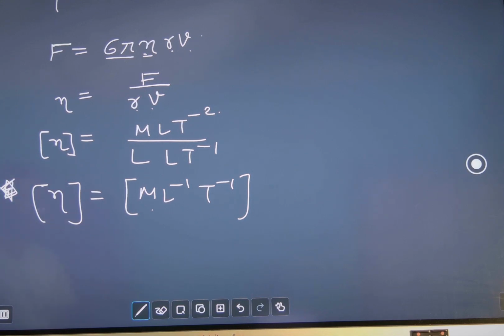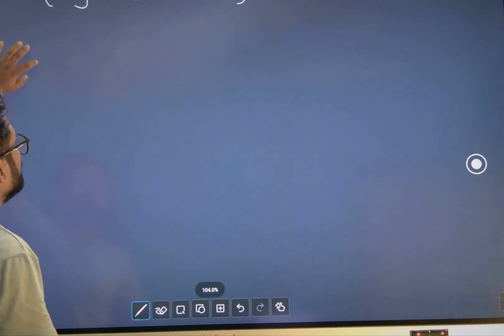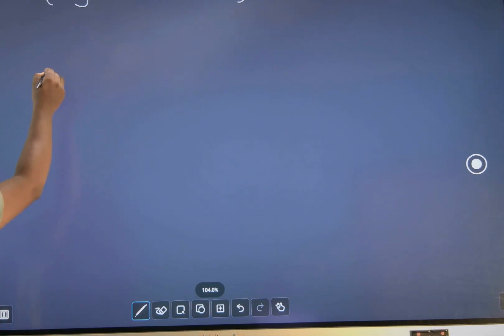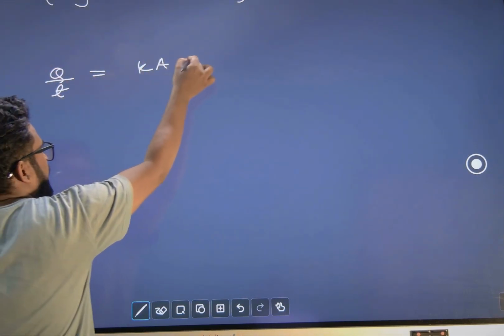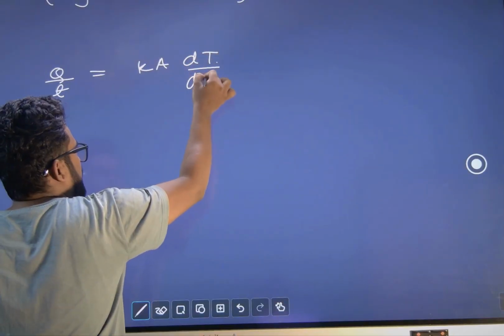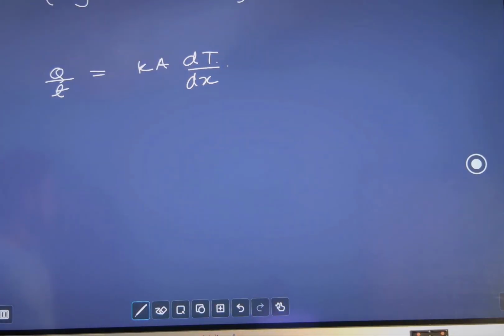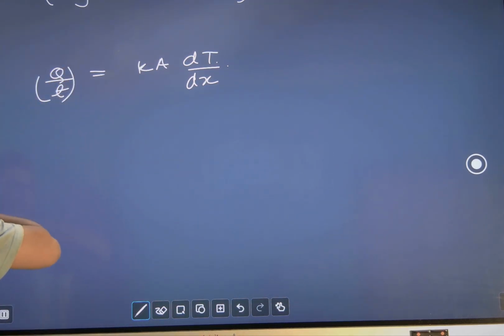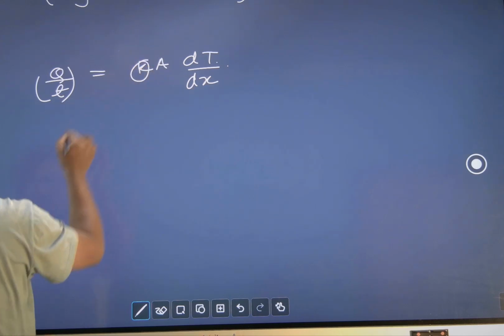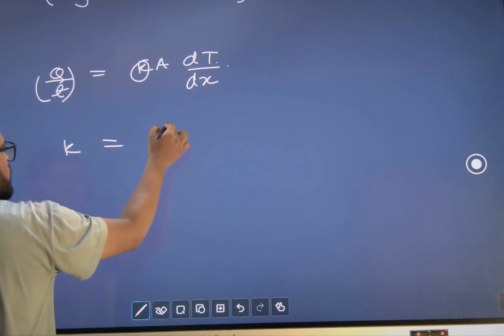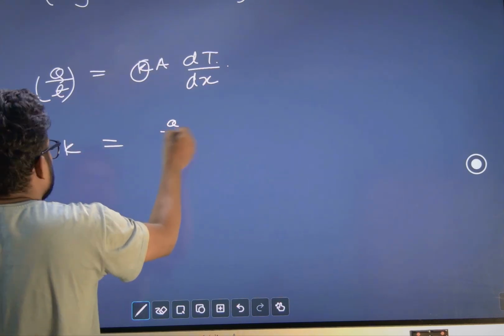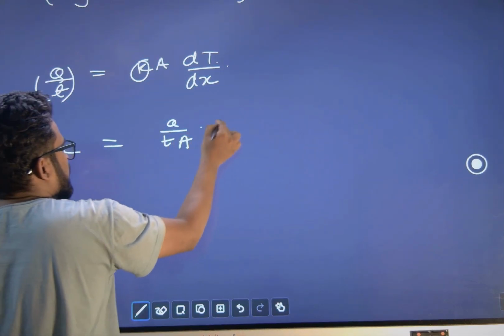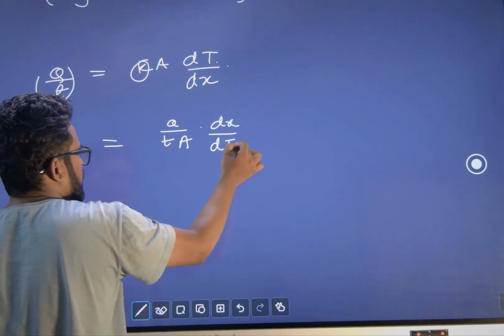Okay. Next one we have thermal conductivity. So if you talk about rate of heat flow, it equals K A dT by dx, the temperature gradient. All these equations we will see in their respective chapters. So again joule per second, K is called thermal conductivity. So K equals joule per second, so Q by t. A would be divided here, dx is length, dT is temperature.